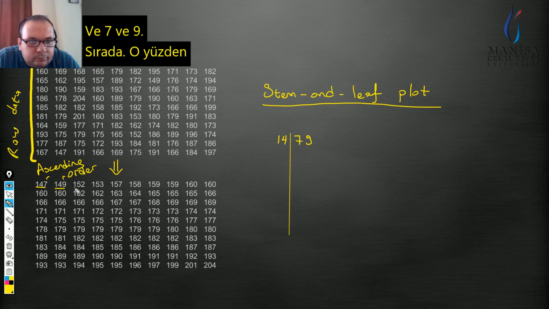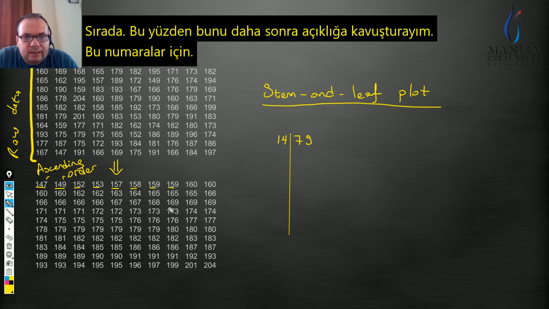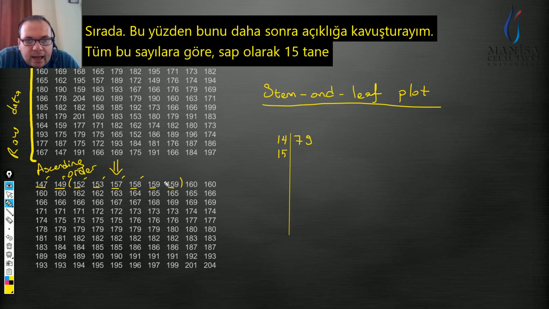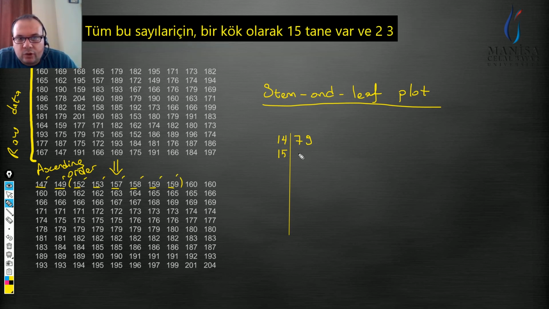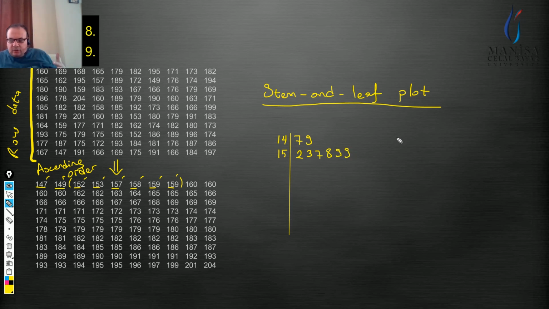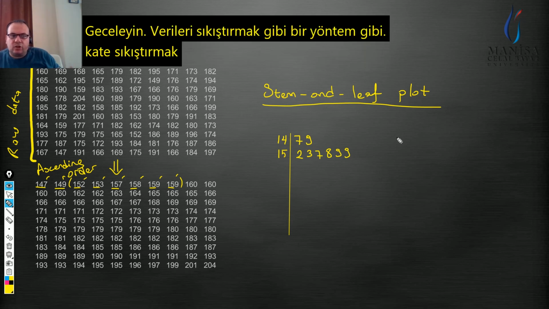For these numbers, we have 15 as a stem, and we have leaves 2, 3, 7, 8, 9, and 9. It's a method to compress the data, and it becomes more meaningful when we finish this plot.